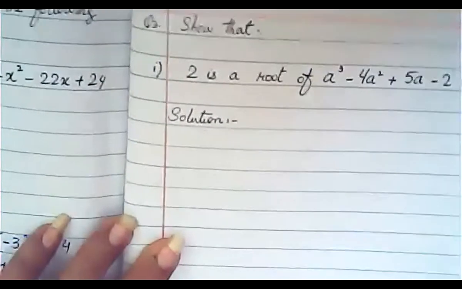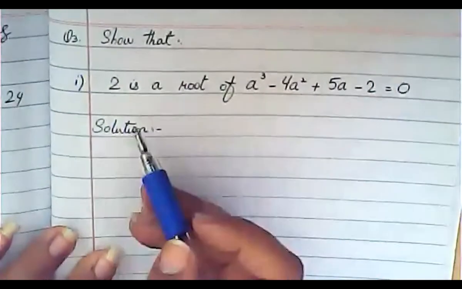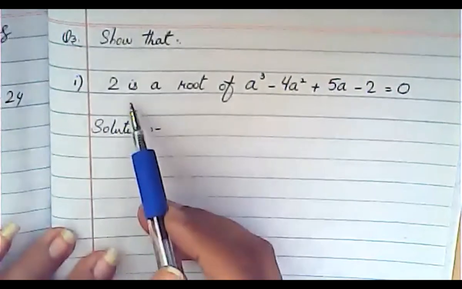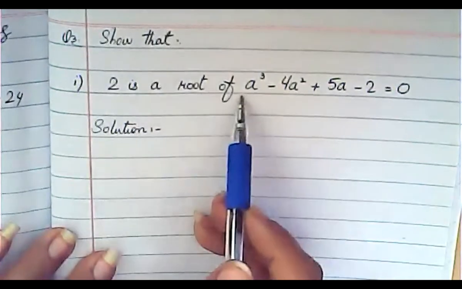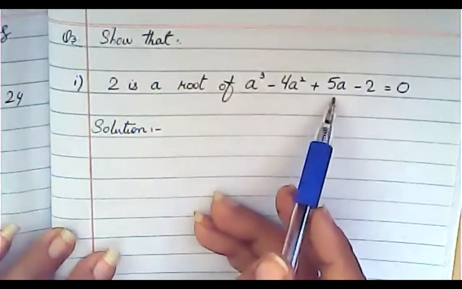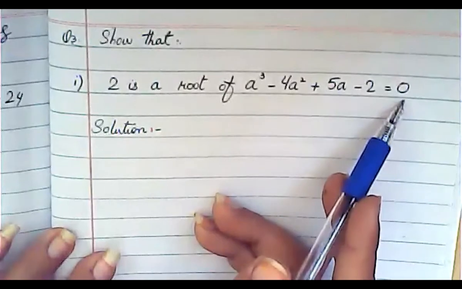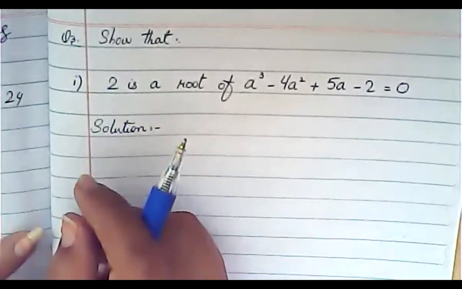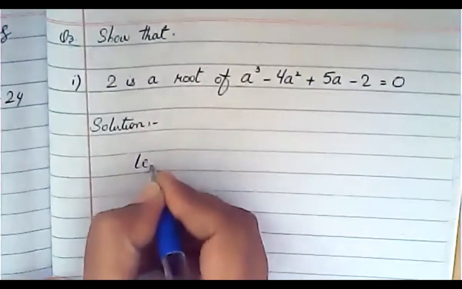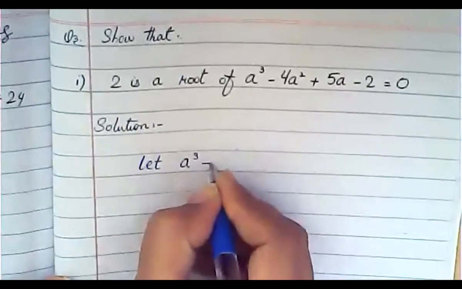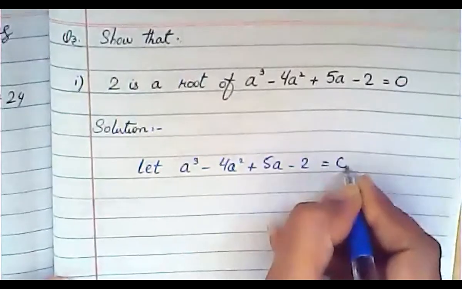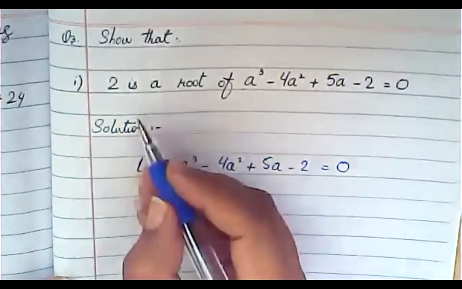Very simple and easy. Here simply you have to show that question number 3. Okay, question number 3, and here you have to simply show that 2 is a root of this expression, which is a cube minus 4a square plus 5a minus 2 is equals to 0. Okay, so you will write, let the term here is a cube minus 4a square plus 5a minus 2 is equals to 0. And given thing is 2.